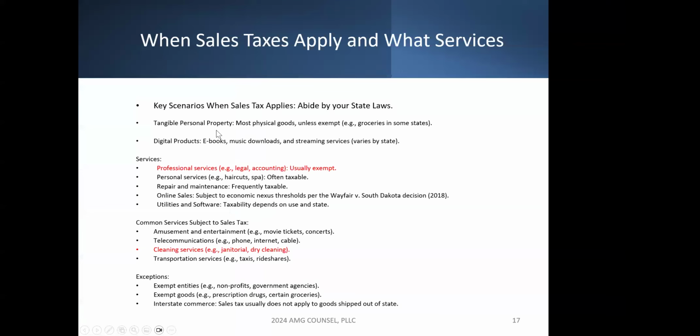Most tangible personal property, of course, grocery stores or other things like that, you're always going to get taxed on. When it comes to services, though, that's where it gets a little tricky. For myself, legal services: if an attorney charges you sales tax, hey, that's wrong. Or an accountant, if they charge you sales tax, they shouldn't be applying that. But other things like a haircut, spa, maybe you go get your nails done. Most of the time, the barber doesn't charge it, but they could, right?